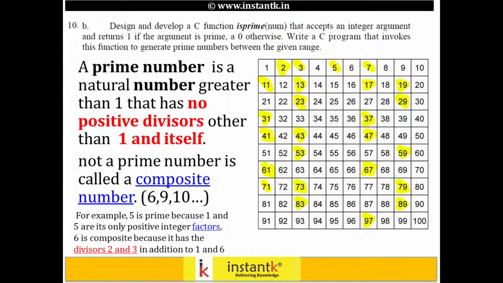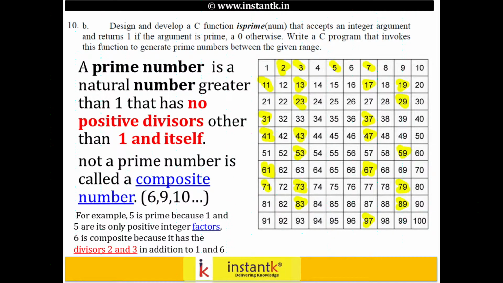So we are on problem number 10b. Design and develop a C function isPrime, which accepts an integer argument and returns 1 if the argument is a prime and 0 otherwise. So the request is to design and develop a C function.